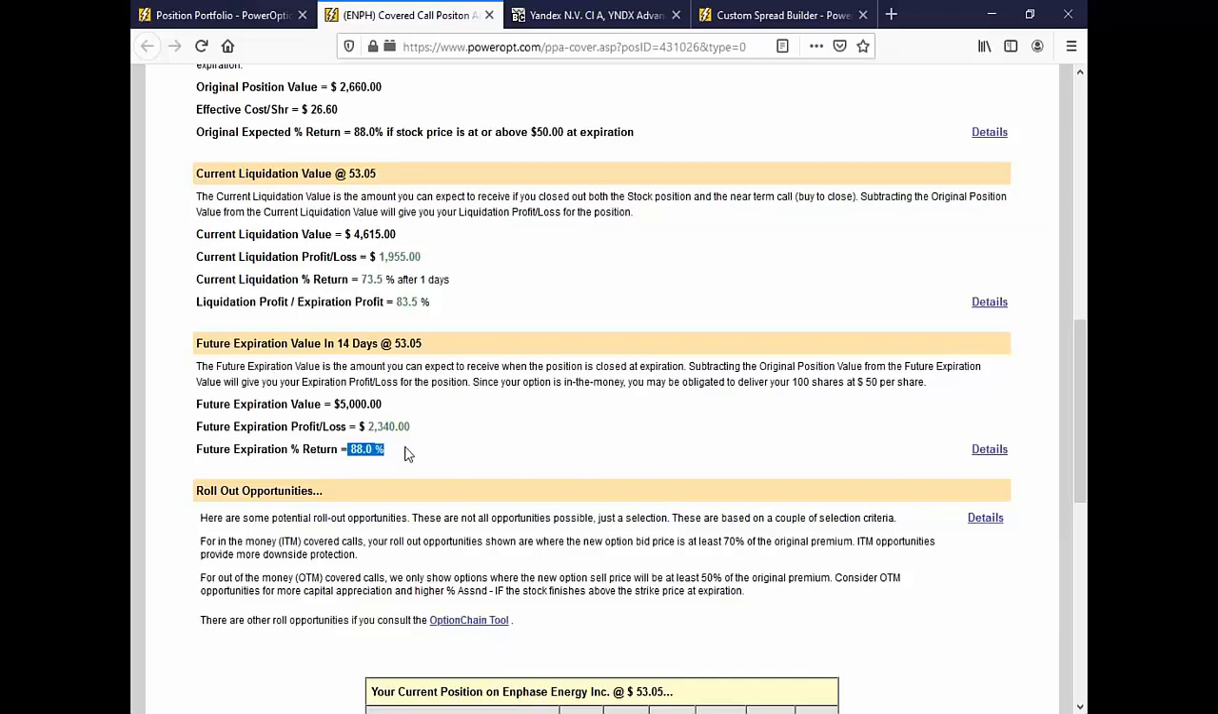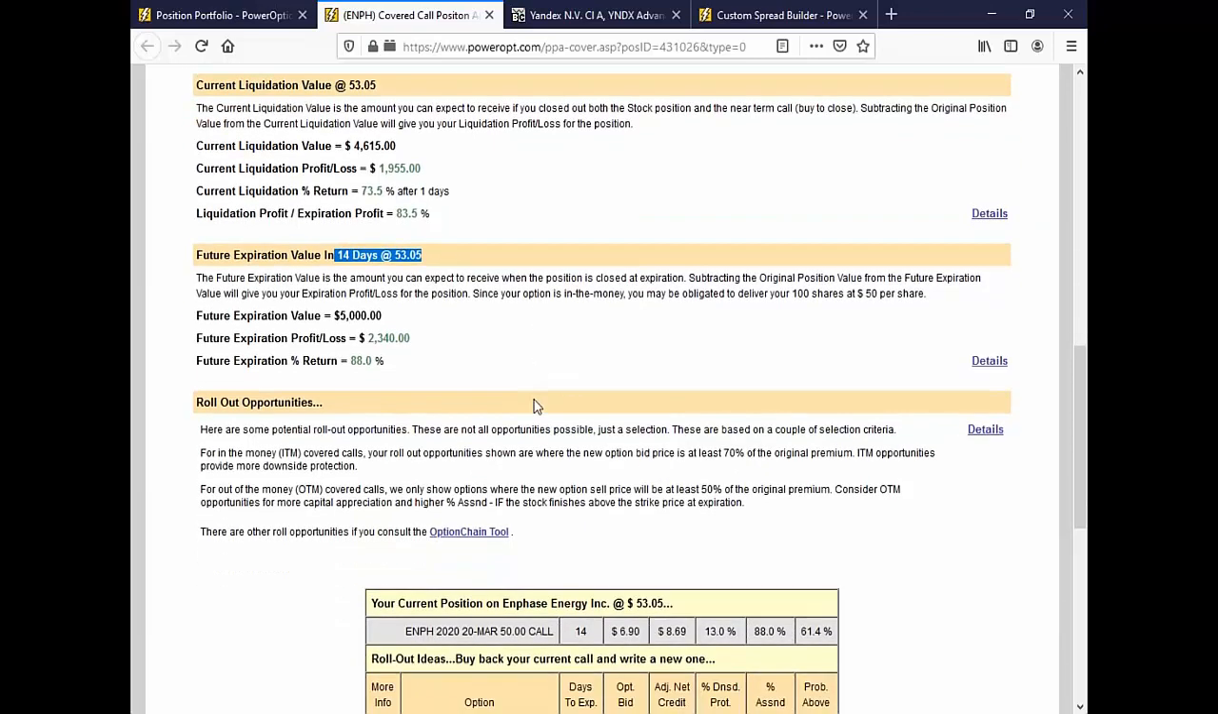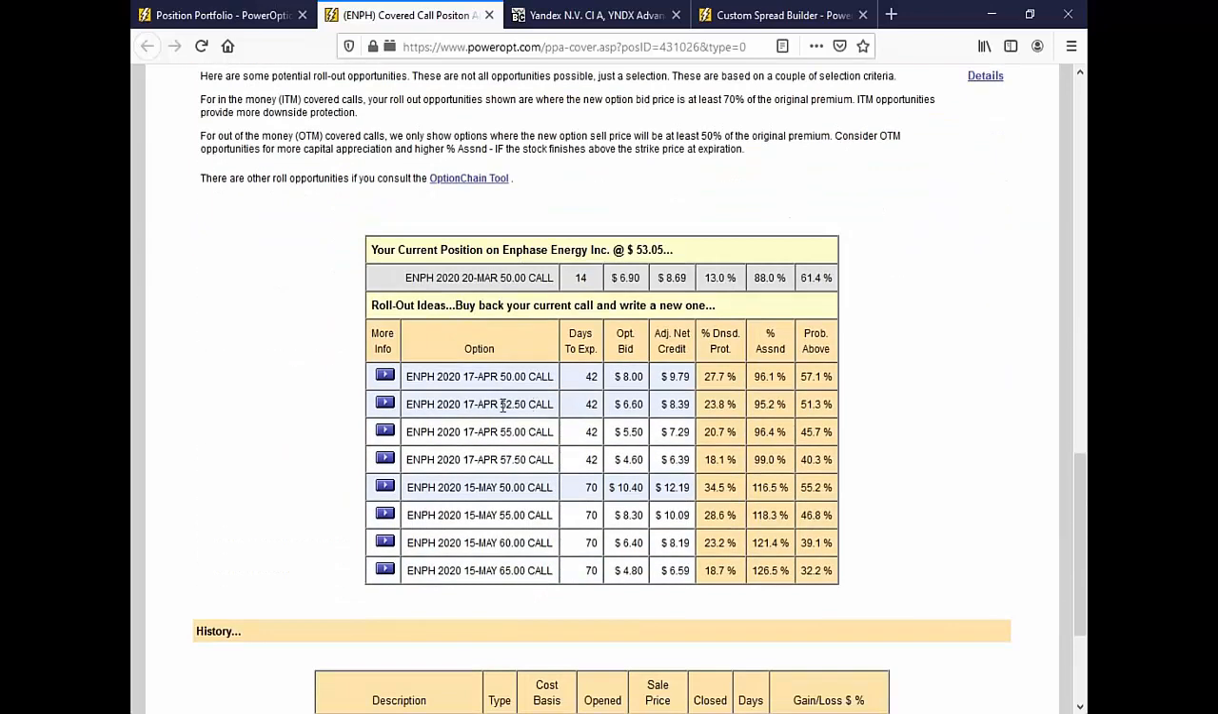In other words, you could liquidate right now and make 80% of what you expected to make on this trade, not have to worry about what happens in the next 14 days, up or down. But if you wanted to look at some rollout opportunities, they're shown for you. We could roll out to April 17th to get a higher adjusted net credit. Looks like we'd buy to close our call for $690.